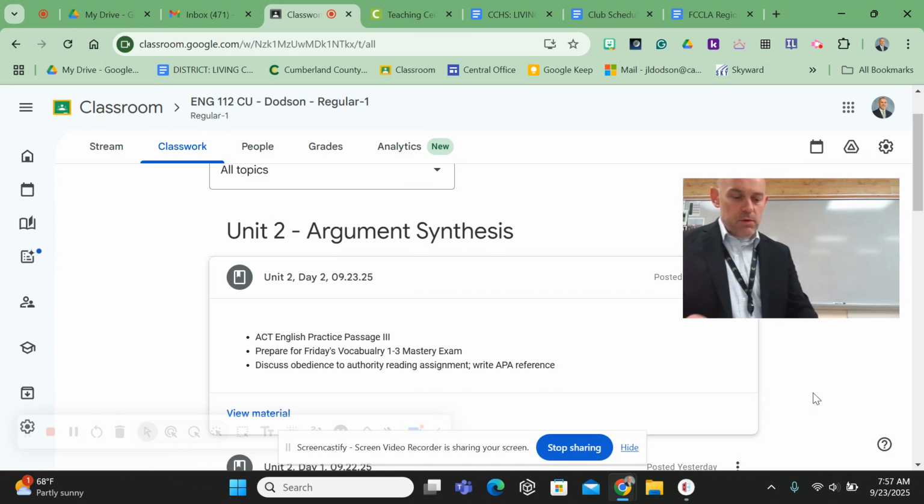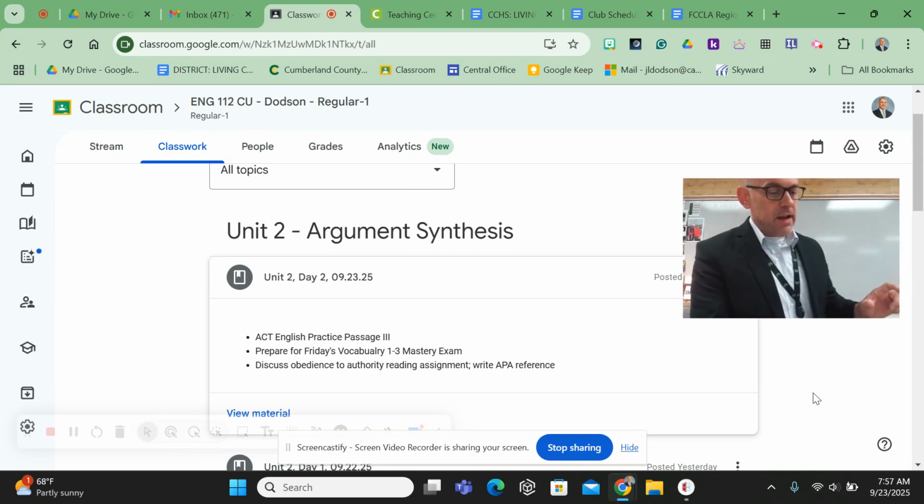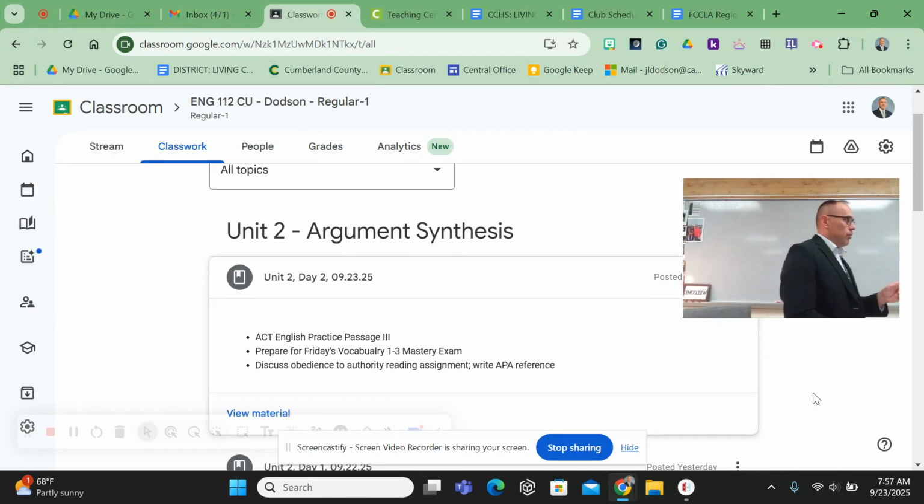So turn to page 351. And it gives you that little excerpt there at the bottom. It says, in the early 1950s, Solomon Asch, a social psychologist. Let's talk about that term for just a moment.